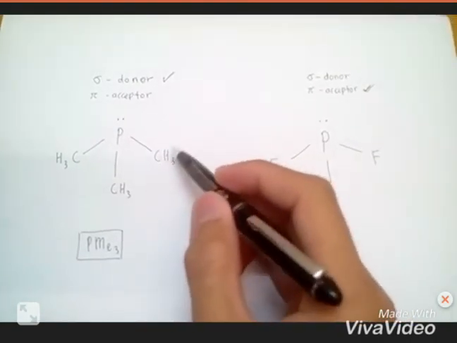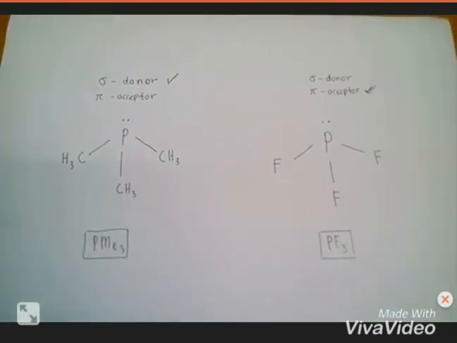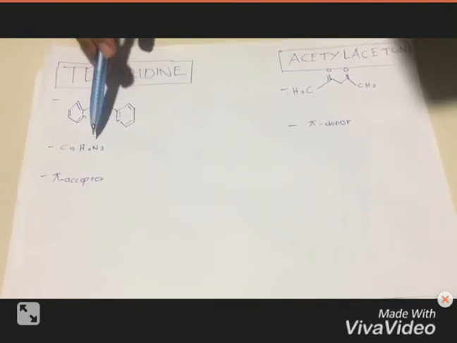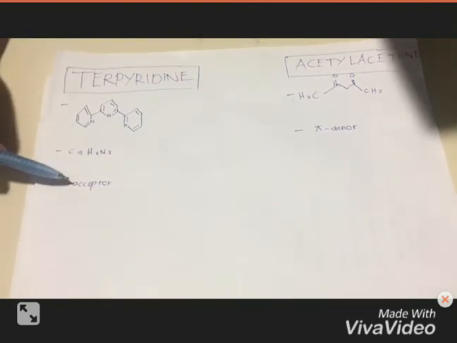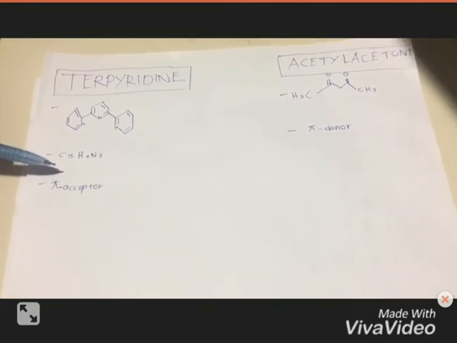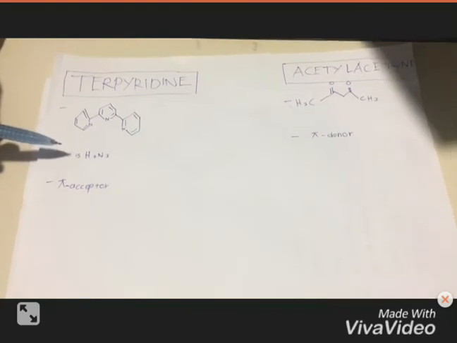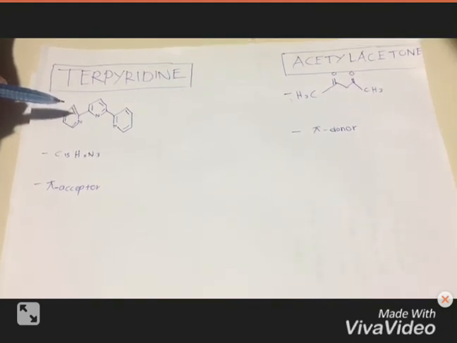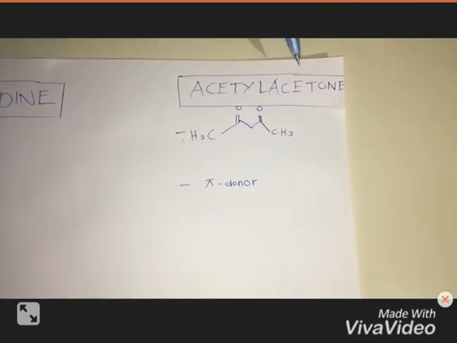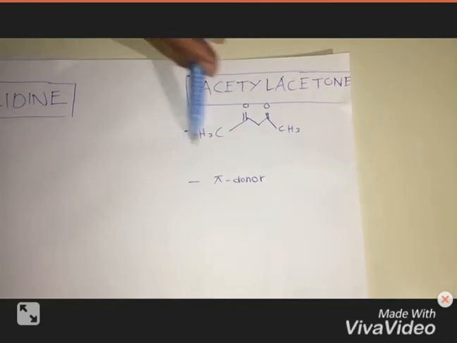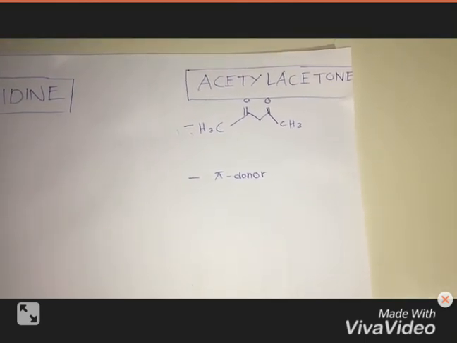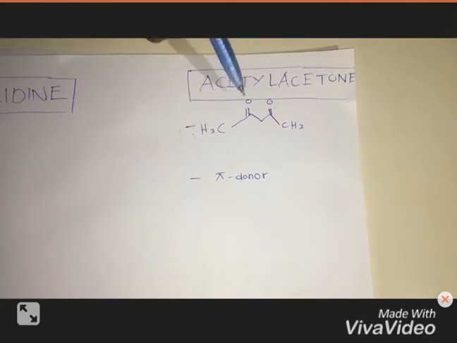For the next question, it is terpyridine. This is the structure of terpyridine, and it is C15H11N3. It acts as a pi acceptor. It has pi back bonding, also called pi back donation. It has a double bond at the coordinating atom, and this one is acetylacetone, also known as acac. This is the structure. It has more than one electron pair at the coordinating atom, and the CO has only one electron pair.